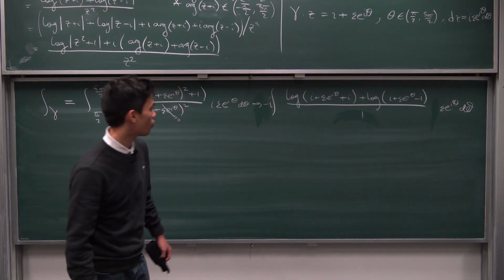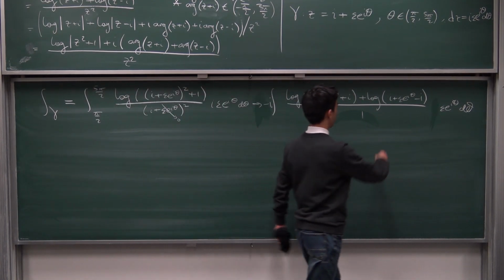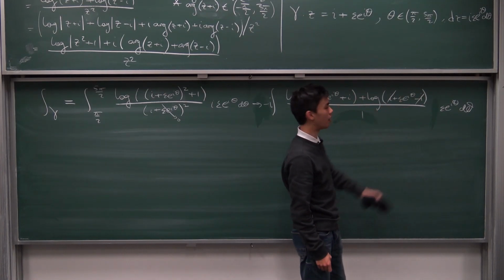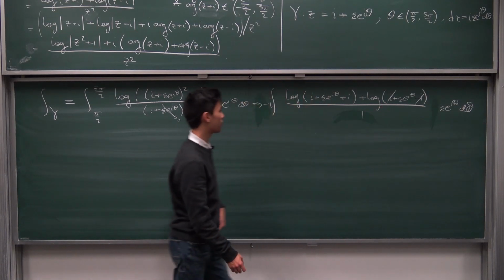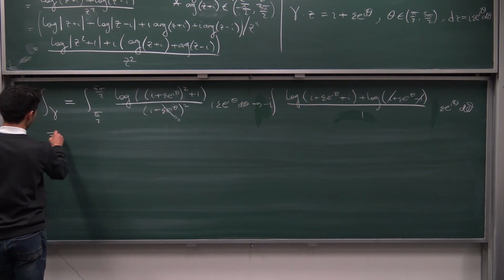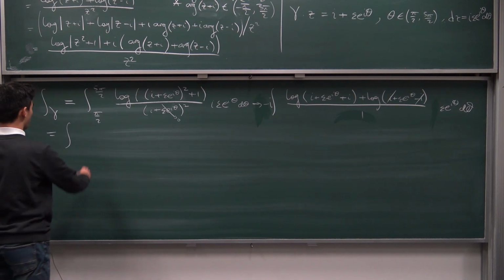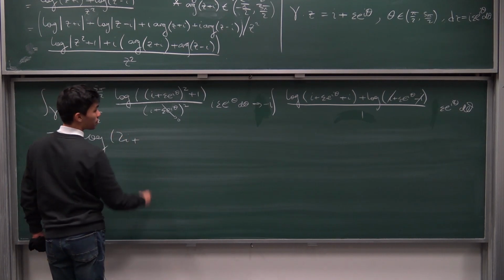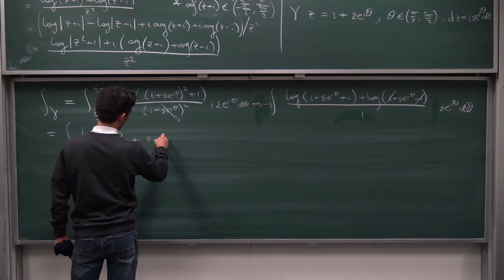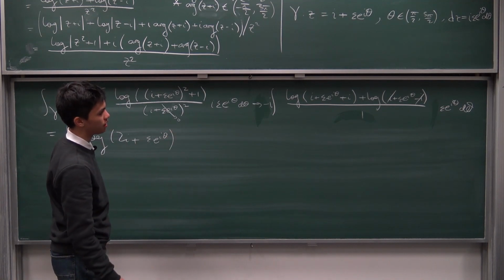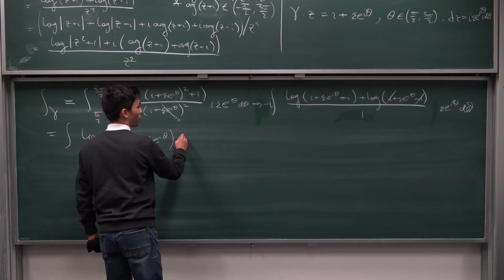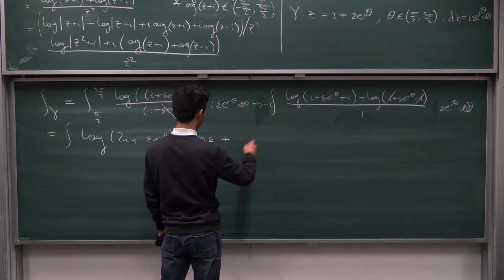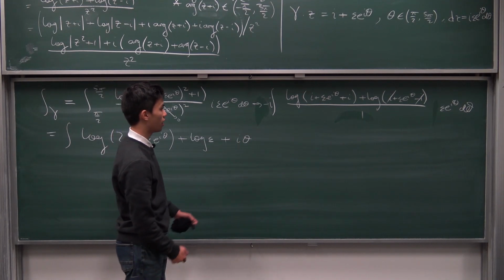So next up, what can we do? This i and this i will cancel, and we're going to be left with log of epsilon plus i times theta. You can just use your log properties there. So this is going to give us the integral of the logarithm of 2i plus epsilon e to the i theta, plus the logarithm of epsilon, and then plus i times theta, because log and the e cancel.